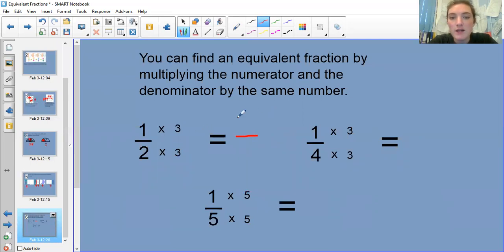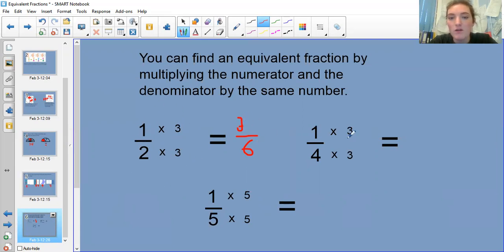3 times 1 is 3. So we write 3 on the top as our numerator, and 2 times 3 we know is 6. And if I was to divide, 3 by itself becomes 1. 3 into 6 is 2. I know that 3/6 is the same as a half.